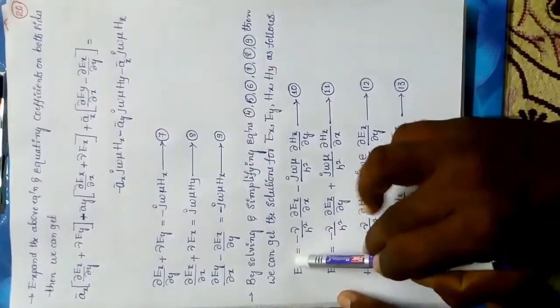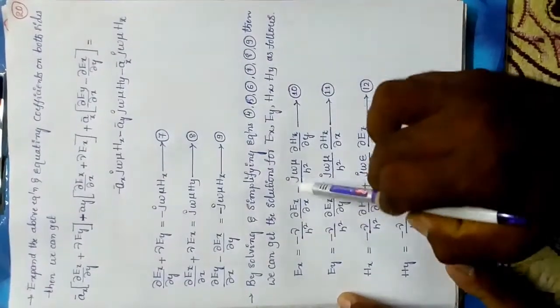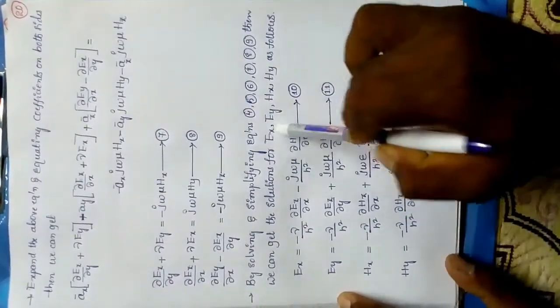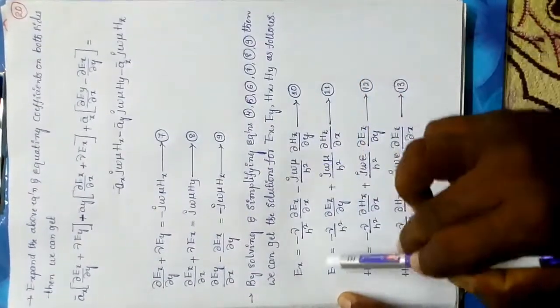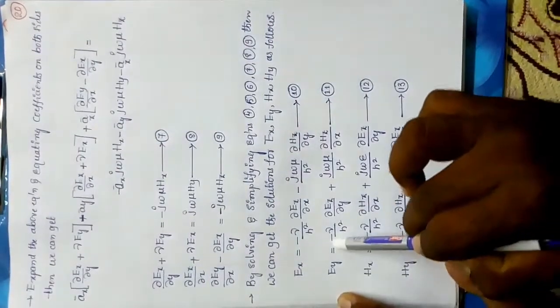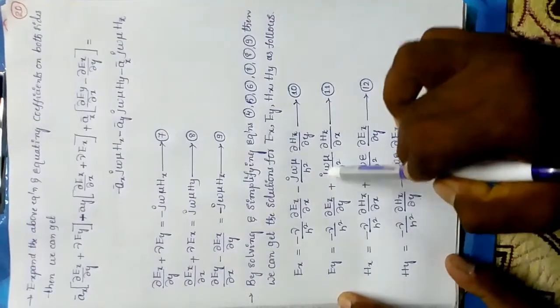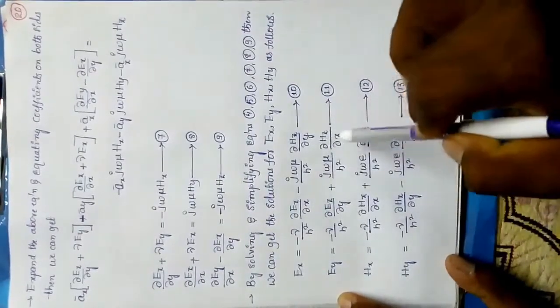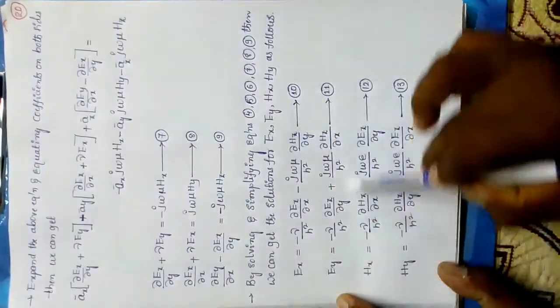What is the EX term? Minus gamma by h square dou Ez by dou x minus j omega mu by h square into dou Hz by dou y. This is the EX term. Next, the expression for EY. What is the EY expression? Minus gamma by h square into dou Ez by dou y plus j omega mu by h square into dou Hz by dou x. Just remember this.